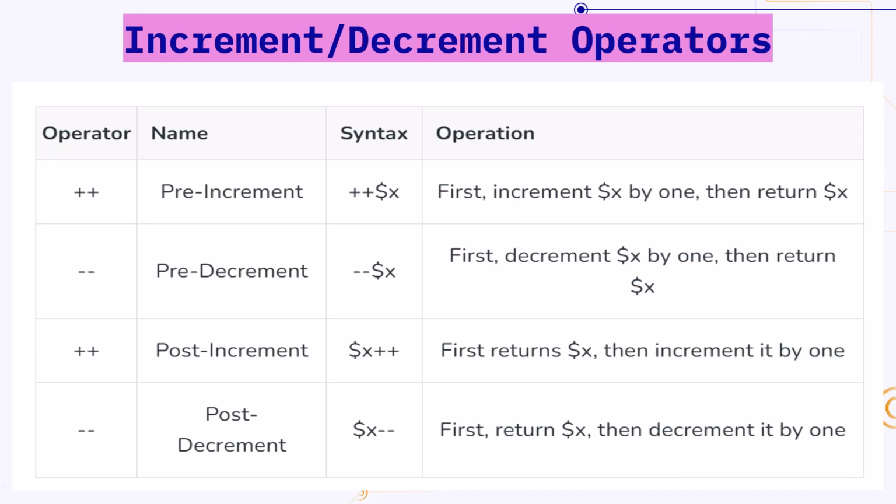Increment or decrement operators. These operators are called unary operators as they work on a single operand. These are used to increment or decrement values. The first one is pre-increment. It first increments x by 1 and then returns x. Pre-decrement. It first decrements x by 1 and then returns x. Post-increment. It first returns x, then increments it by 1. Post-decrement. It first returns x, then decrements it by 1.